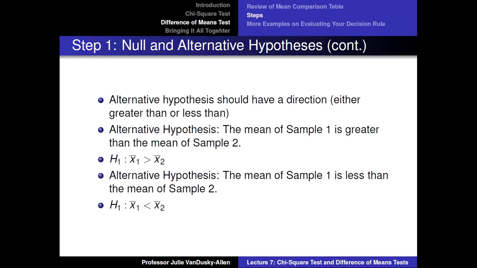Next, you have to write an alternative hypothesis. Your alternative hypothesis should always have a direction. So either it should state the mean of sample 1 is greater than the mean of sample 2, or it should state the mean of sample 1 is less than the mean of sample 2. The formal way to state the alternative hypothesis is to write H subscript 1 colon x subscript 1 bar is greater than or less than x subscript 2 bar.